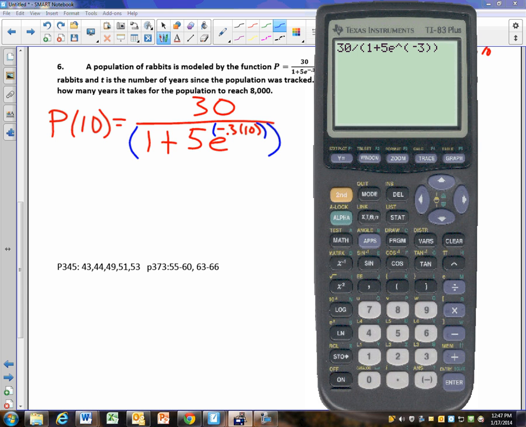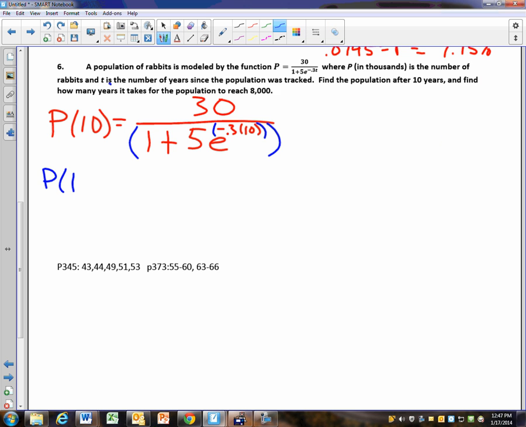That is our equation. We type it in, and we get 24.02. So the population is 24,020. So P of 10 is equal to 24,020 rabbits. They grew. They had babies. That's what they do. Some of them got eaten by wolves. Sad day. It's the life of a rabbit.